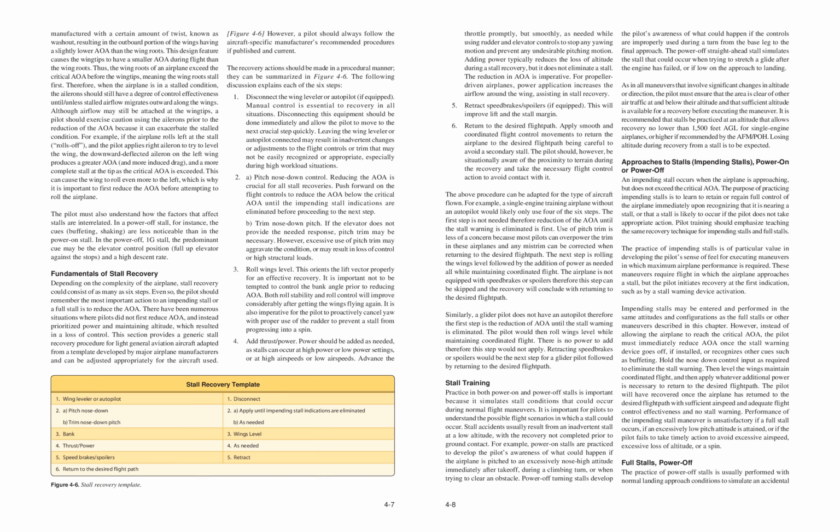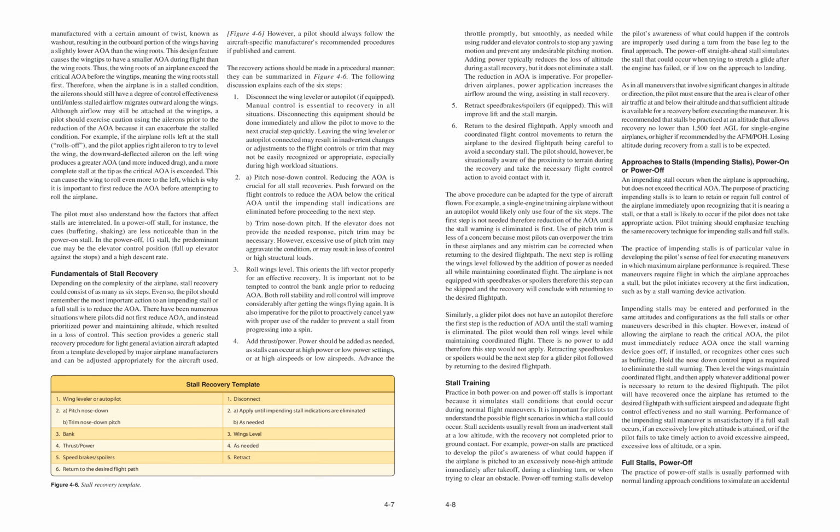The pilot must also understand how the factors that affect stalls are interrelated. In a power-off stall, for instance, the cues, buffeting, shaking, are less noticeable than in the power-on stall. In the power-off, 1G stall, the predominant cue may be the elevator control position, full-up elevator against the stops, and the high descent rate. Fundamentals of stall recovery.